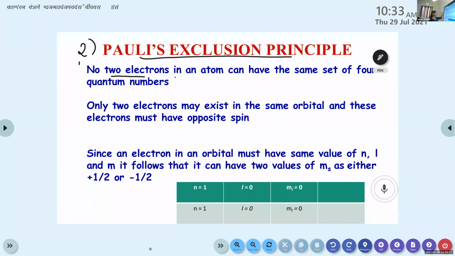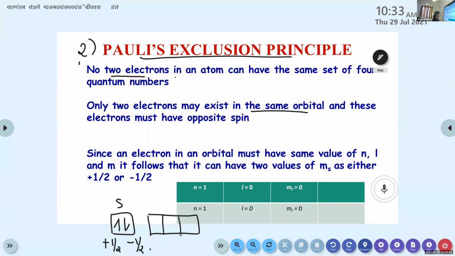That's why this rule states that no 2 electrons in an atom can have the same set of 4 quantum numbers. Only 2 electrons may exist in the same orbital. That's the maximum capacity of each orbital. This is considered an s orbital, only 2 electrons here. Then we are considering the p subshell. In the p subshell, there are 3 orbitals.